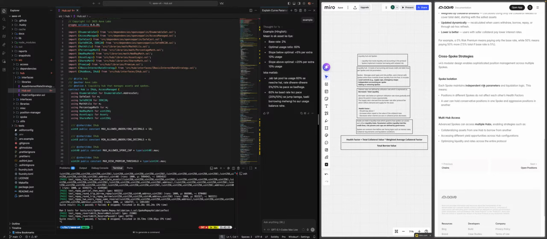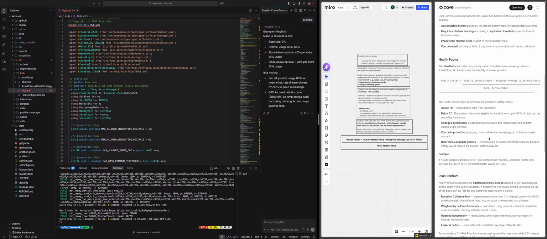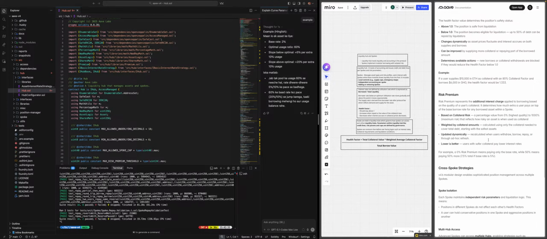Okay. Advanced spokes can access multiple hubs, enabling strategies such as collateralizing assets from one hub to borrow from another. Okay, I get the gist that it basically allows multi-spoke functionality.